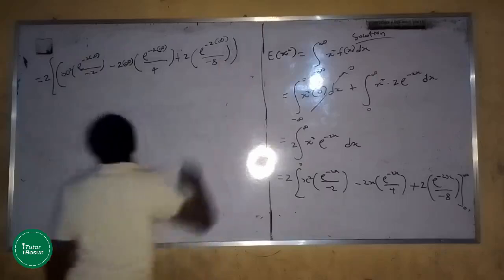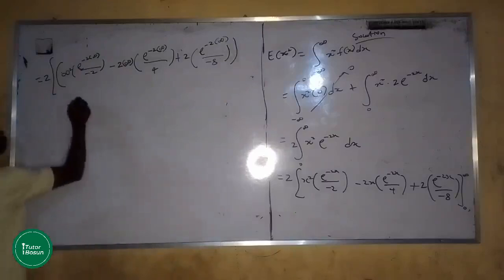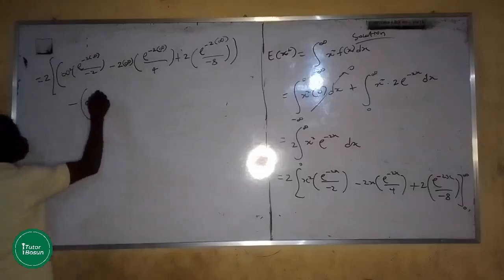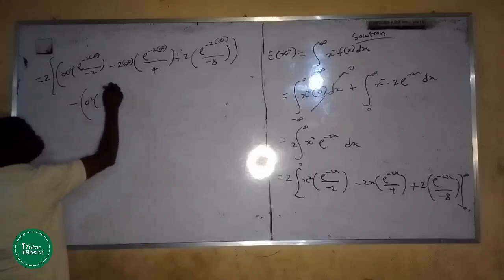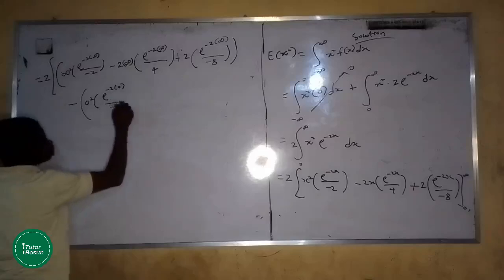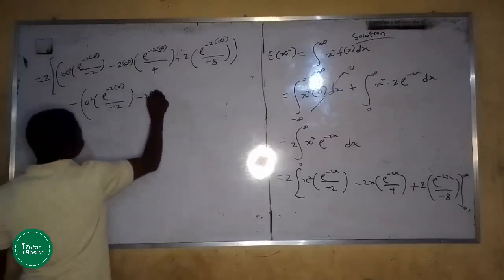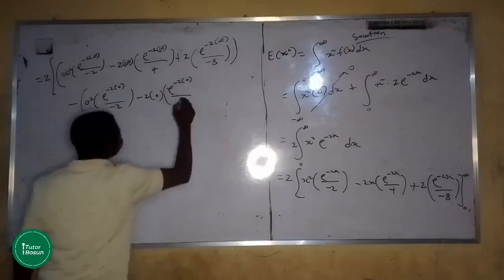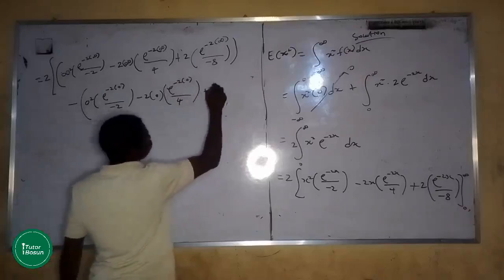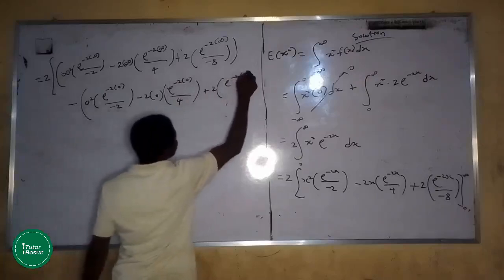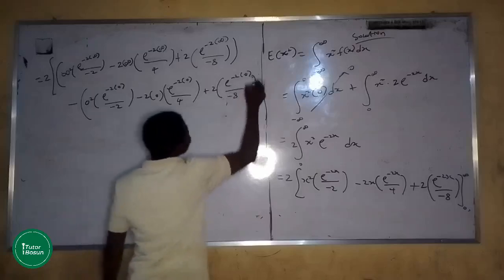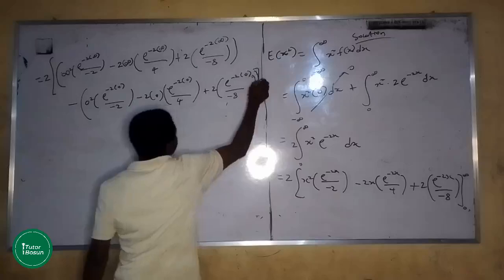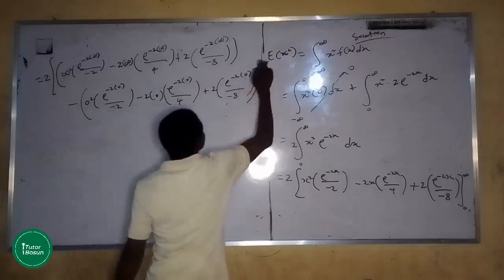Then we close the bracket. Minus, when x is 0. So that would be 0 squared into exponential minus 2 times 0 over minus 2, minus 2 into 0 into exponential minus 2 into 0 over 4, close the bracket, plus 2 into exponential minus 2 into 0 over minus 8, close the bracket. Then we finally close the entire bracket with a square bracket.